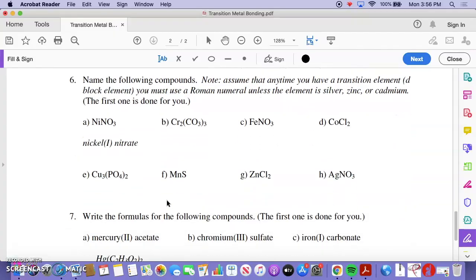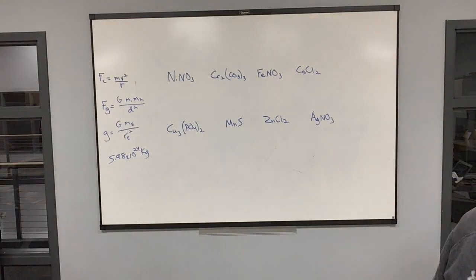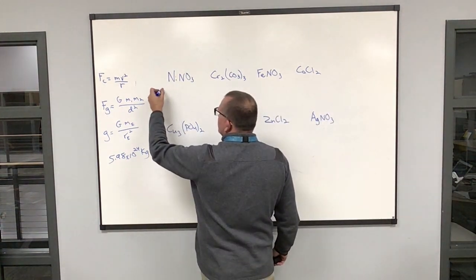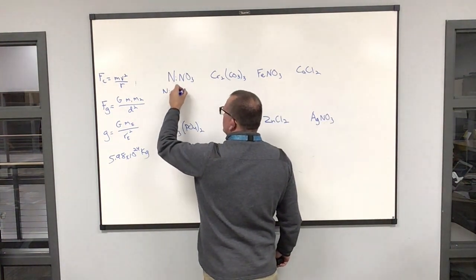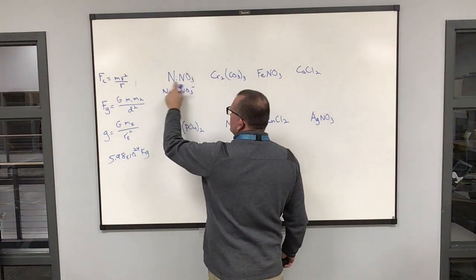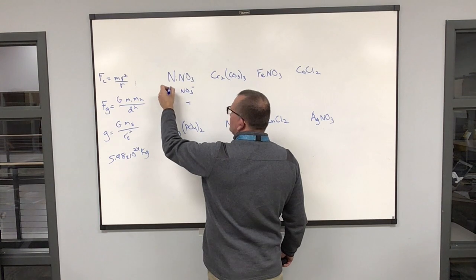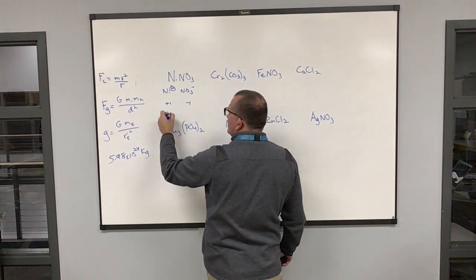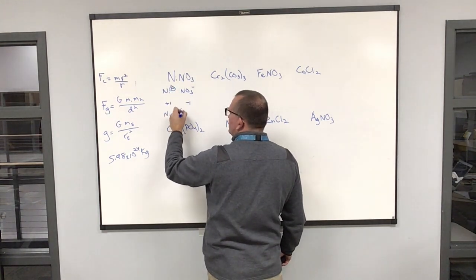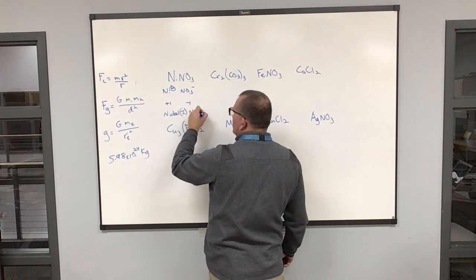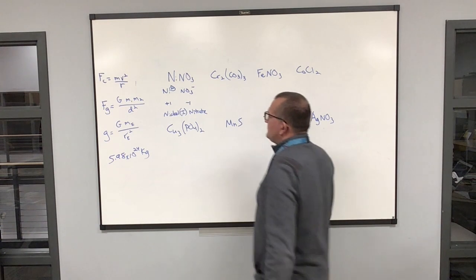Name the following compounds. Do it now. Okay, so let's name some of these. Ni, unknown charge. NO3, -1 charge. It's a 1-to-1 ratio. That's -1. This has to be +1. So the name is nickel 1 nitrate, called 1 because nickel's +1 charge.